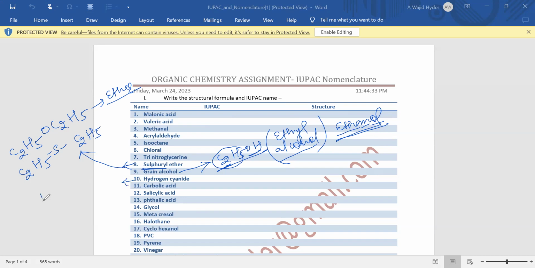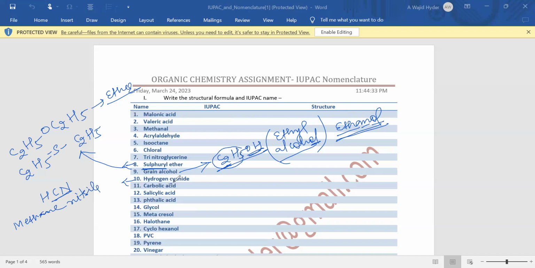Now see, hydrogen cyanide. What is the IUPAC name? We should remember the functional groups: what CHO is, what OH is. OH is ol, CHO is al. What is CN? Nitrile. How many carbons are there? One, so methane nitrile.